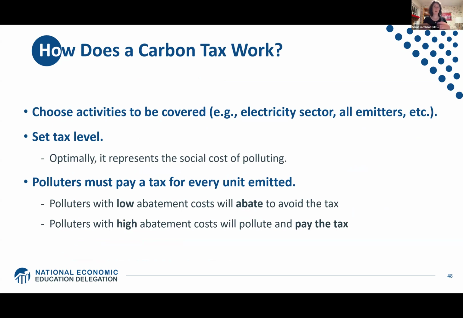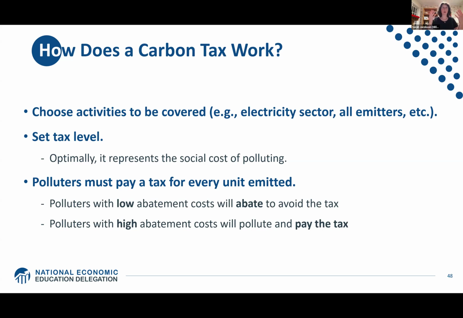So the way a carbon tax works is that first you choose all of the activities that you want to cover, and that's typically either all of the emitters in an economy, or it is just the electricity sector. And then you set the tax level. Now, in a perfect world that will represent the social cost of polluting. What often happens is that you have your target tax, and then over some years, the tax sort of phases in so that polluters have time to adjust to it. But the goal would be to totally internalize that external cost.